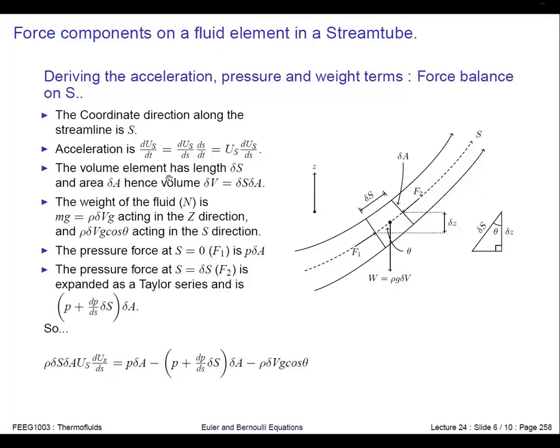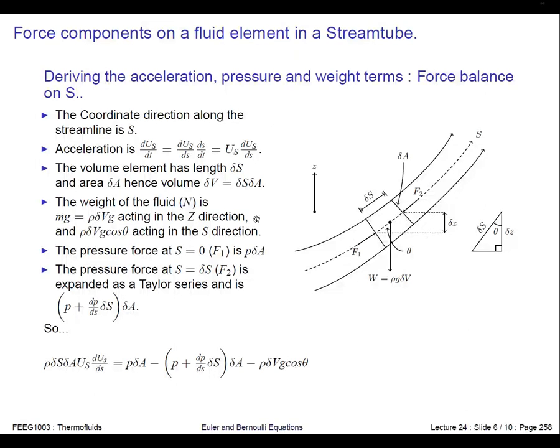So the first one is the acceleration. We know the acceleration is the rate of change of velocity with time, and I apply the chain rule to this. I say that that's the same as du by ds times ds by dt, and then I know that ds by dt is the velocity, so I can write that the acceleration is the velocity multiplied by the rate of change of velocity with distance along this coordinate line.